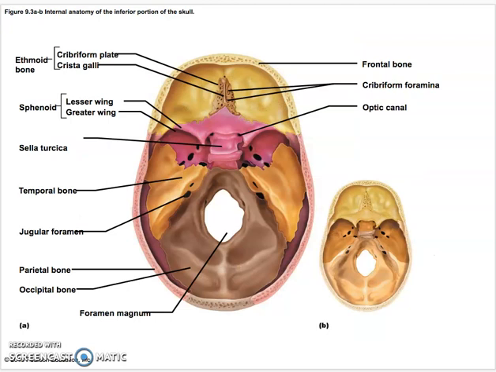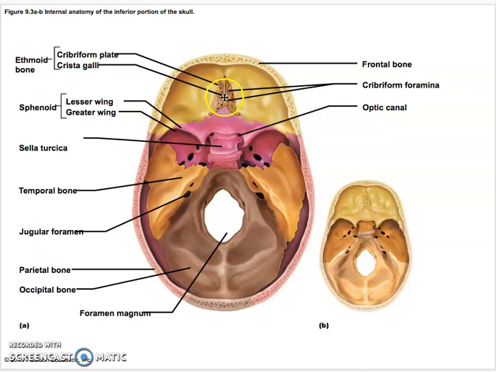Now, if we could open our skulls up, you'd see the inside of the skull. So this is looking at the skull underneath where the brain would be. So this is where the brain normally sits. And we're going to start with this little bone here, which is called the ethmoid bone.